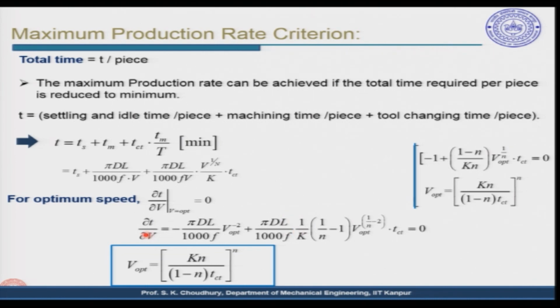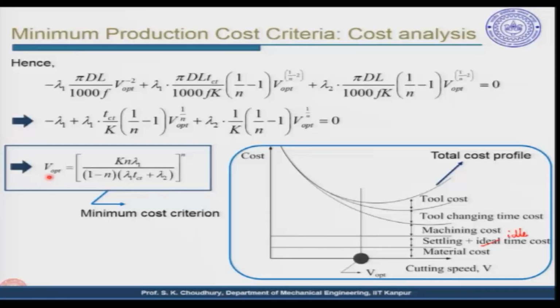So, therefore, if we now solve this equation, make it equal to 0, like in the case of the minimum cost criteria, we will get the optimum velocity, which will be k n divided by (1 minus n) into T_ct to the power n. Now, this is also an optimum value of the velocity, but at this value we will be getting the production rate maximum, but not the minimum cost. For minimum cost anyway we have to get into the minimum cost criteria, and with that value we will get the minimum cost.